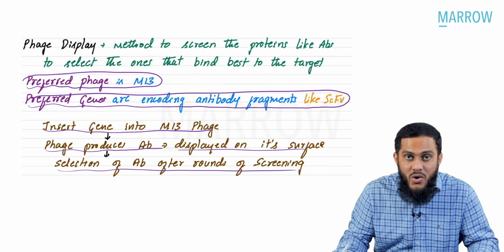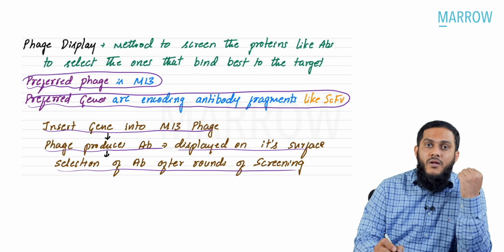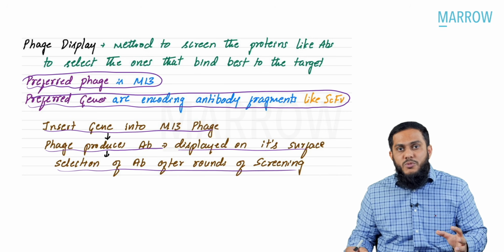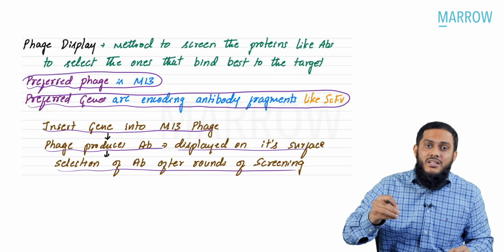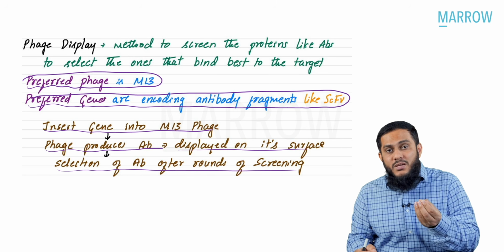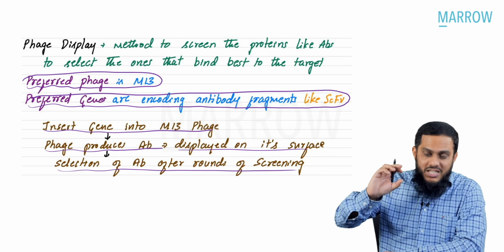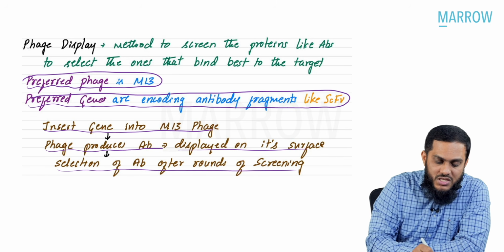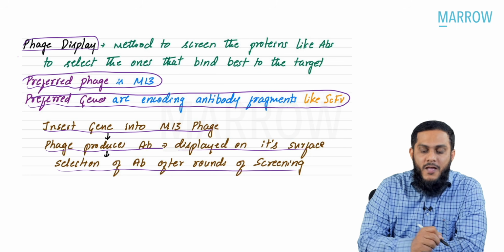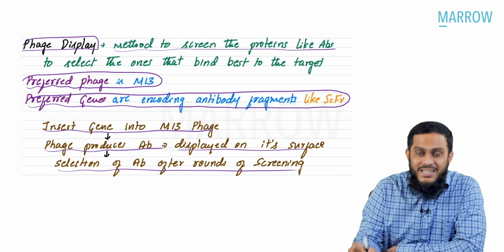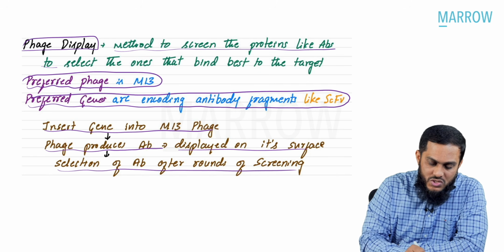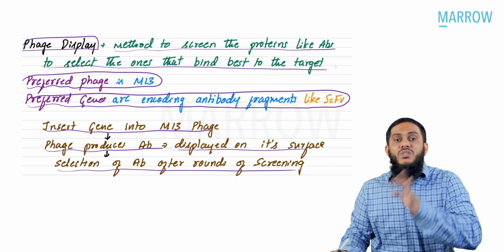Why select the antibody? You can understand that now. This entire process is known as phage display, because we are inserting the gene inside the phage, and the phage produces the antibody and displays it on its surface. That's why the process is known as phage display. It is a method to screen proteins like antibodies to select the ones that bind best to the target.